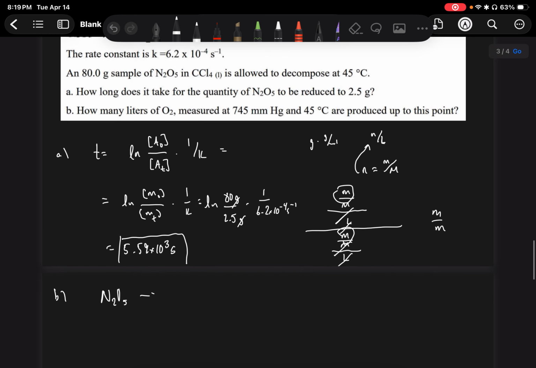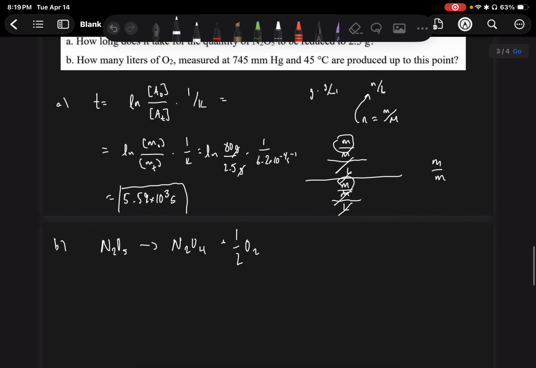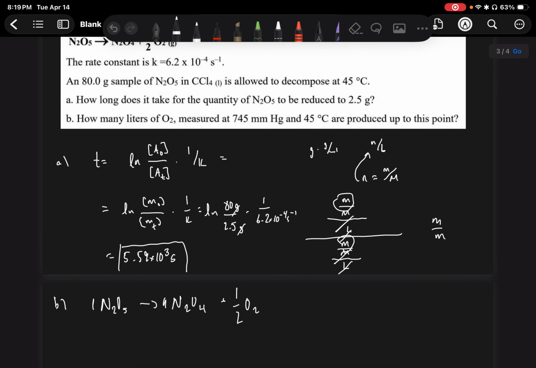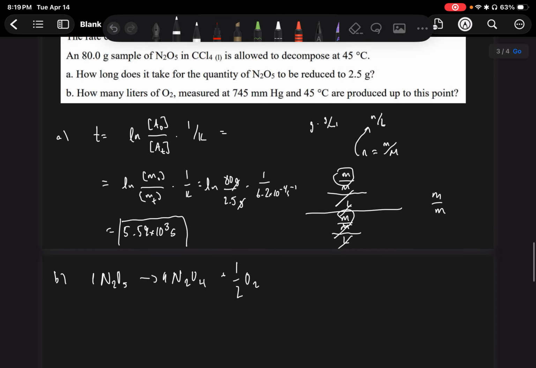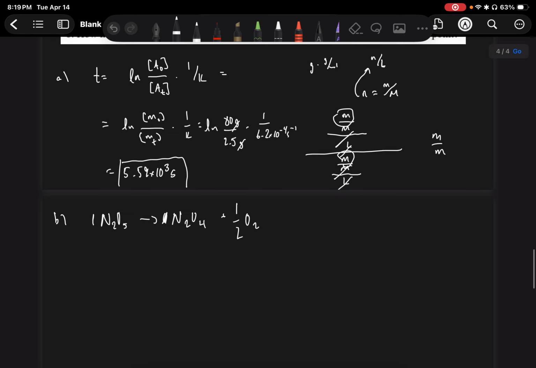N2O5 goes to N2O4 plus 1 over 2 O2. Okay, so we have like the moles, right? You know what I'm saying? Like we have 1 mole here, 1 mole here, and then we have half a mole there. So we know how much N2O5 reacted, so therefore we could calculate how much oxygen was produced, and therefore finding out the moles of oxygen, we could calculate the volume through PV equals nRT. I remember that. I remember doing this. This was a long time ago.